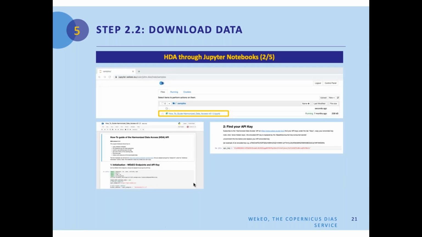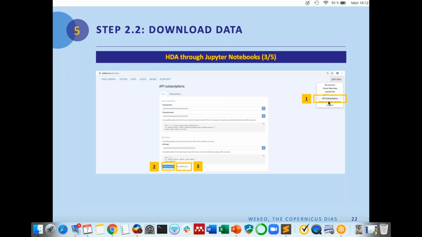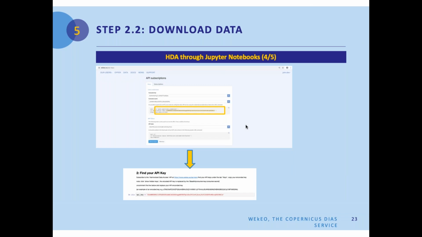This requires an additional step, which is getting an API key. And for that, we have to go to another page of WEkEO, that is the API subscriptions. And in these API subscriptions, we can also find it under the username, and then we can just go here and click these two buttons. The idea is that these API subscriptions let the Jupyter Notebooks itself recognize our account. So once we have done this, then we can just follow with the steps of the Jupyter Notebooks.